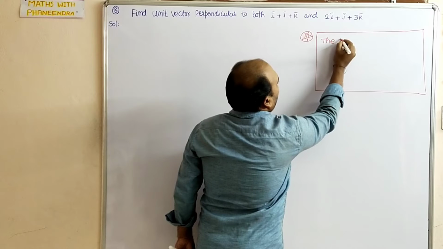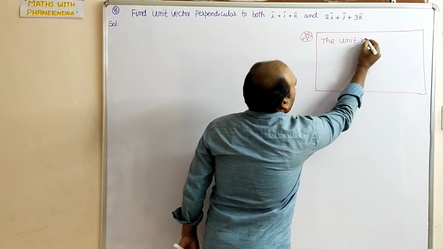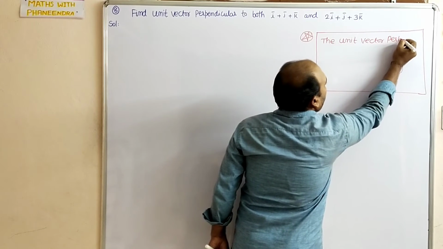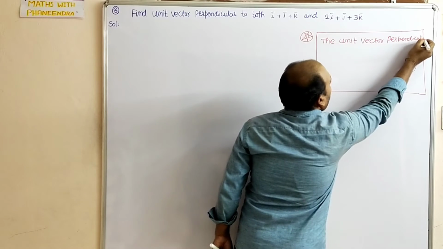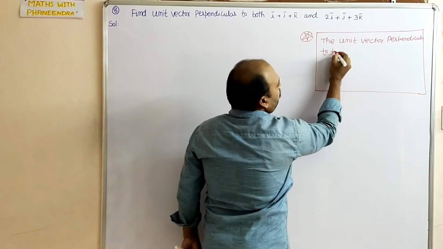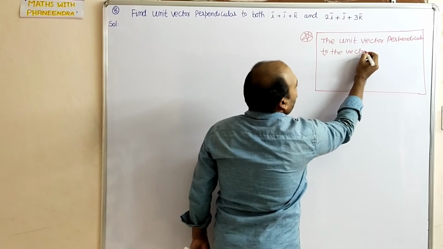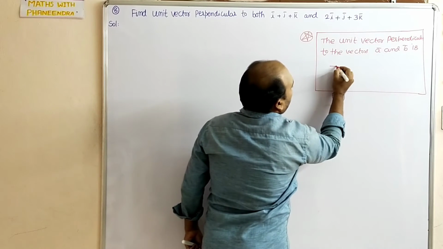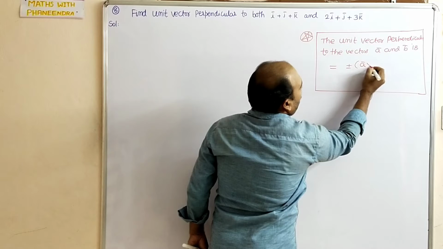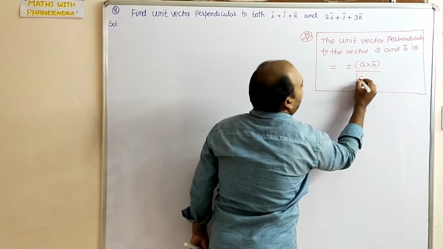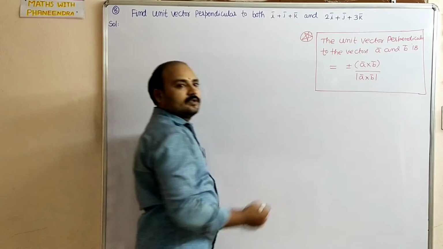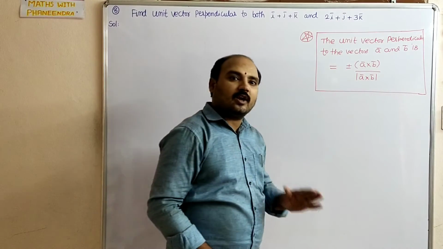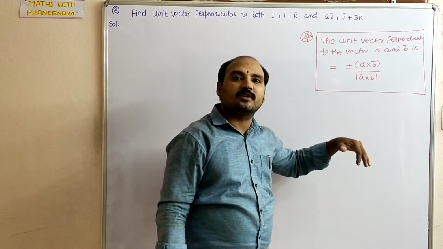The unit vector perpendicular to the vectors A bar and B bar is plus or minus A bar cross B bar divided by mod A bar cross B bar. This is the formula we are going to apply to get the answer. Sometimes they are asking for 4 marks for this question, sometimes they are asking for 2 marks.